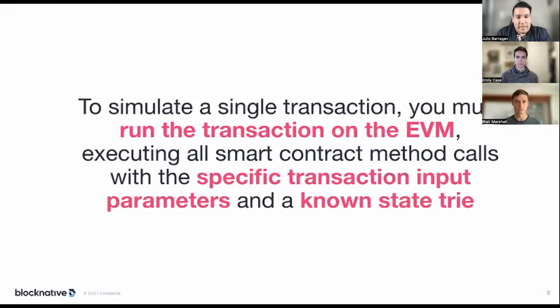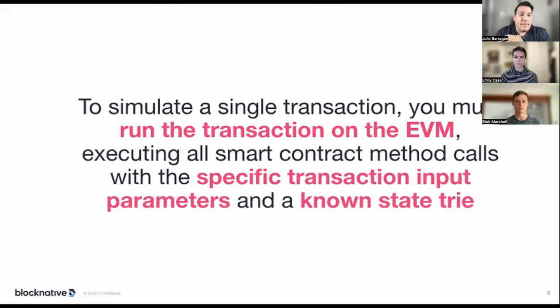To fully simulate a transaction, you need to run the transaction on the EVM, executing all smart contract method calls with the specific transaction input parameters and a known state tree, right? This known state tree part is super important because it tells the simulation the conditions of the network. You'll likely want the state to be represented by the current chain head, which is essentially the most recently agreed upon state across the network.